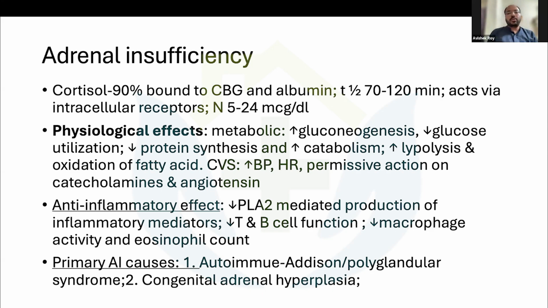The half-life is around 70 to 120 minutes, and cortisol acts via intracellular receptors. The normal level in healthy patients is 5 to 24 micrograms per deciliter. The physiological effects are mostly metabolic effects, then cardiovascular effects, and these are the major two. Metabolically, it increases blood sugar levels by stimulating gluconeogenesis. It reduces glucose utilization in the tissues, thereby again increasing sugar levels. It reduces protein synthesis and promotes catabolism. That's why it promotes muscle mass loss if given in excessive amounts. And it also causes lipolysis.